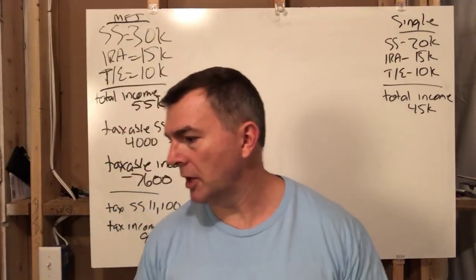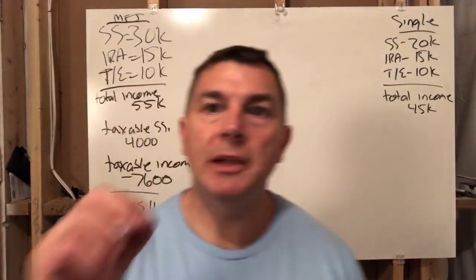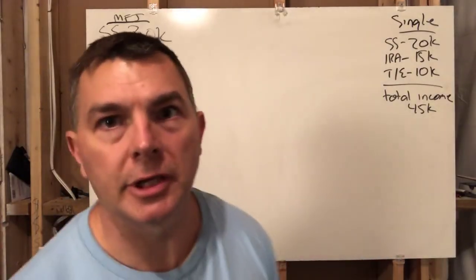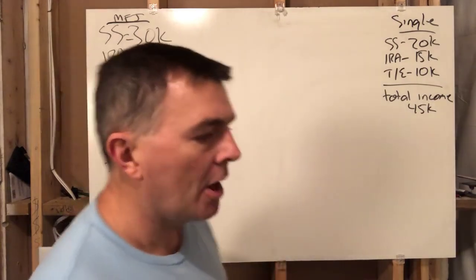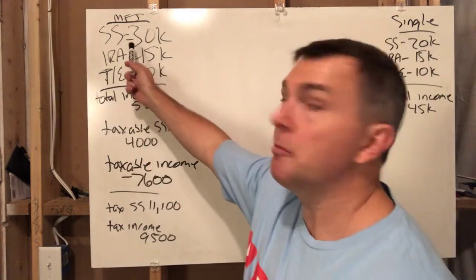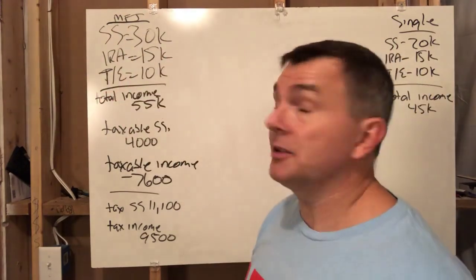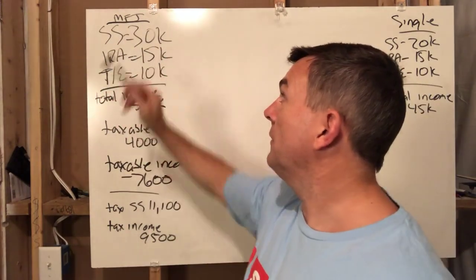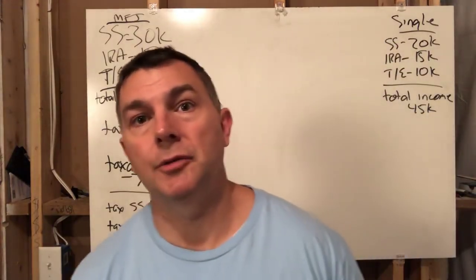All right, so the first thing we got to figure out, here's my pen, is our provisional income. As I always talk about, we got to figure out provisional income, which tells us how much of our Social Security benefit is subject to taxation. All right, so first thing, remember, before when they're married, filing jointly, that's what MFJ stands for, they had $30,000 of Social Security, $15,000 of IRA, and $10,000 of tax-exempt interest, all right?